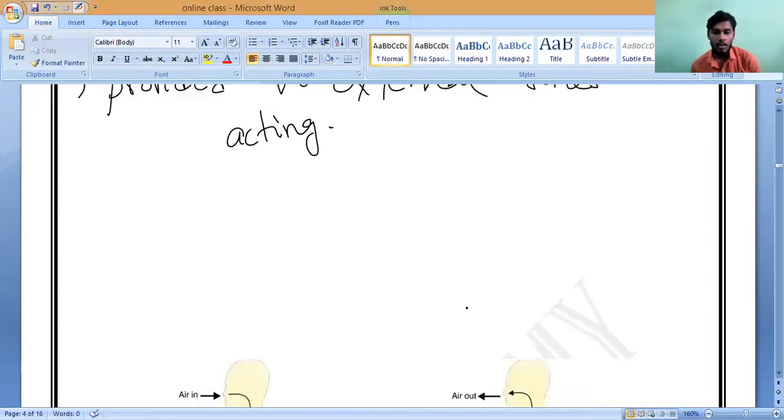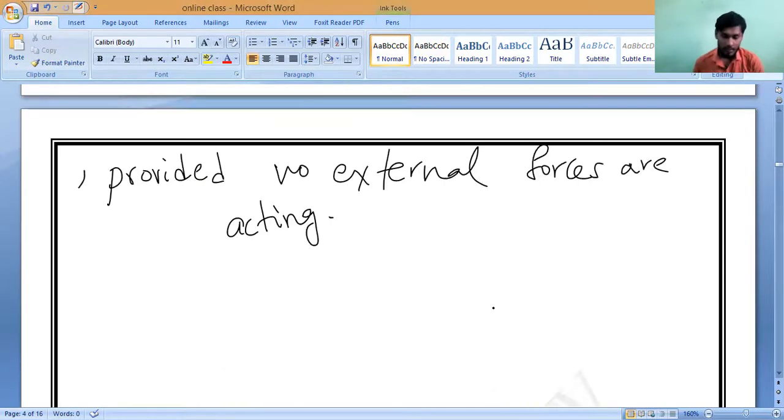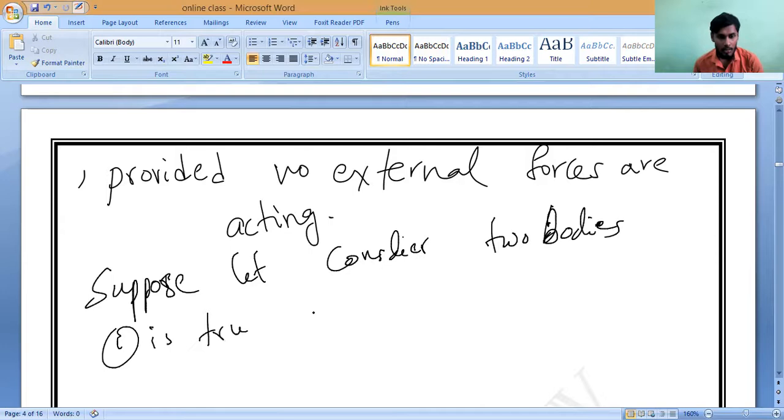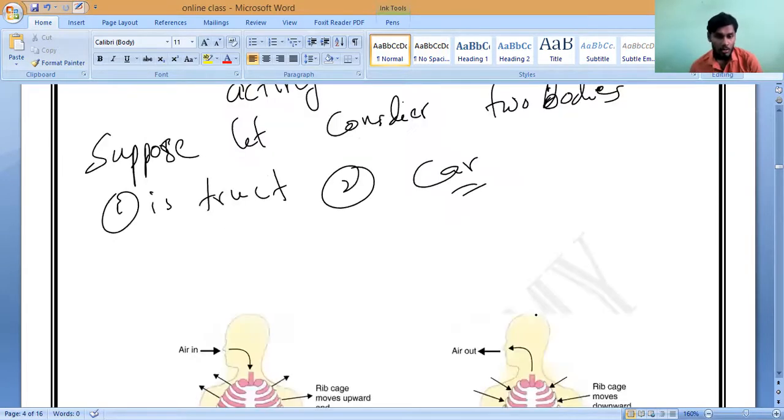So to prove that, I will take two bodies. Let's consider two bodies. One is a truck and the second one is a car. Both you take.